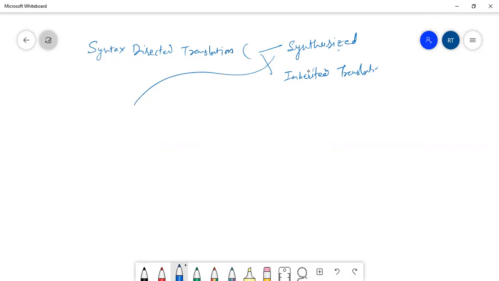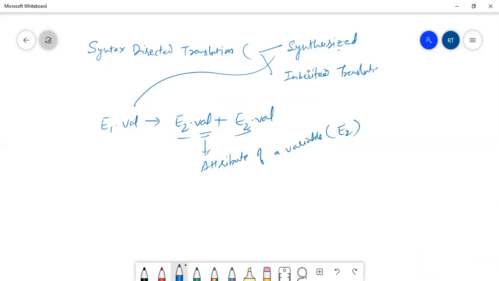So in case of synthesized translation, we have seen that the left-hand side of the production rule is dependent on the variables of the production rule on the right-hand side. So this is basically the attribute of a variable or a non-terminal. For example, here it is E2. So this is the meaning attribute, or we can say it is the meaning of this.